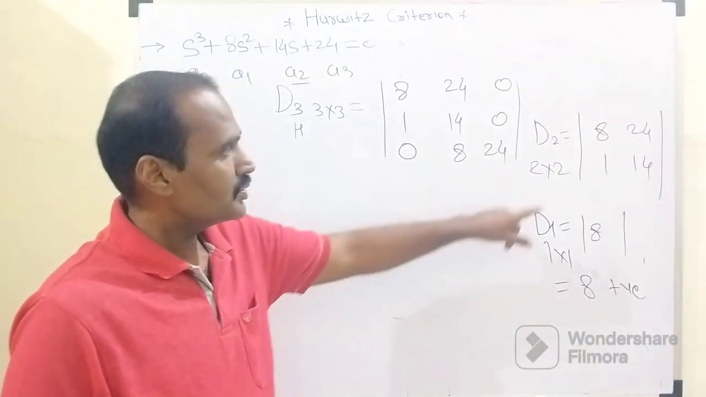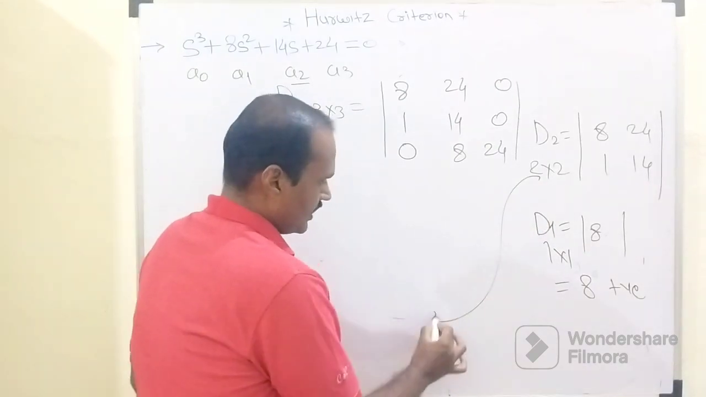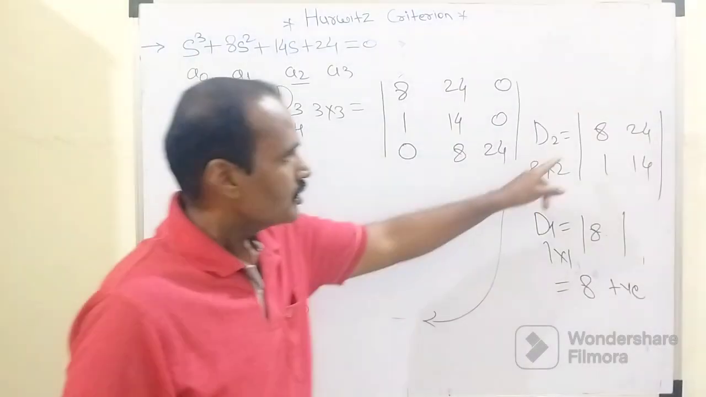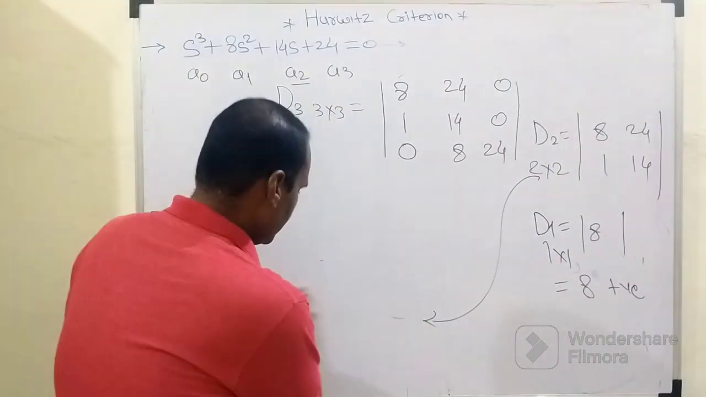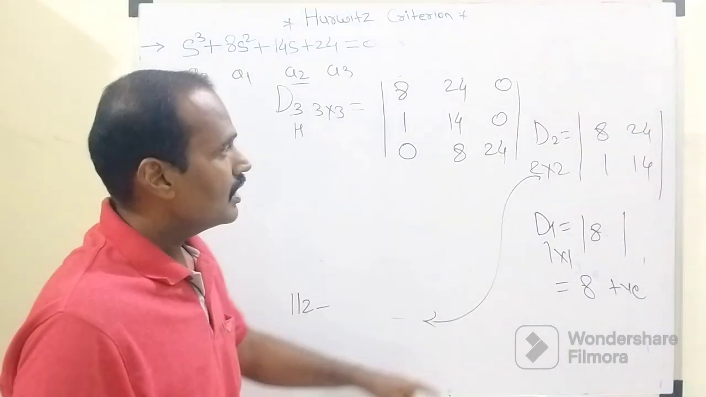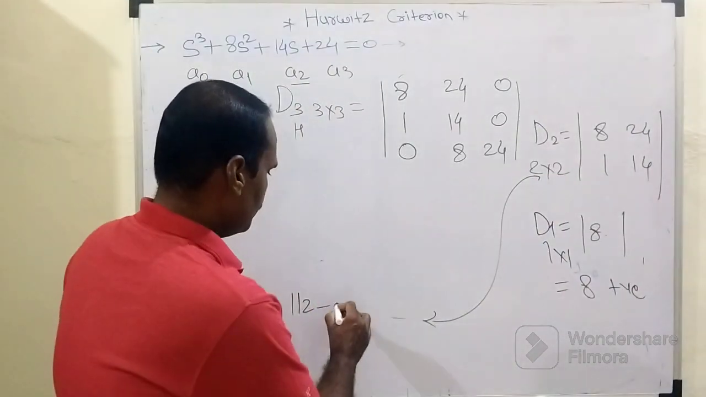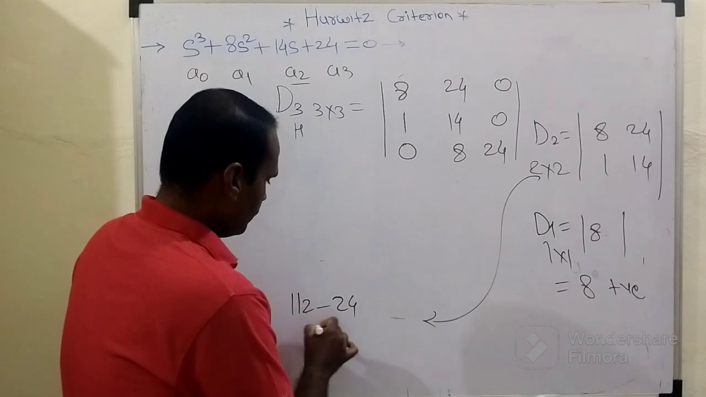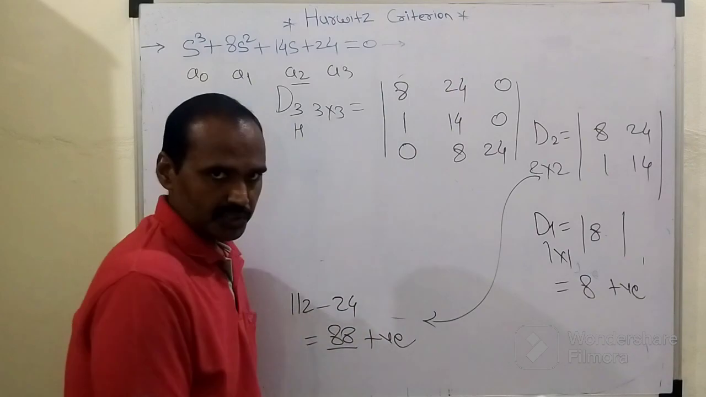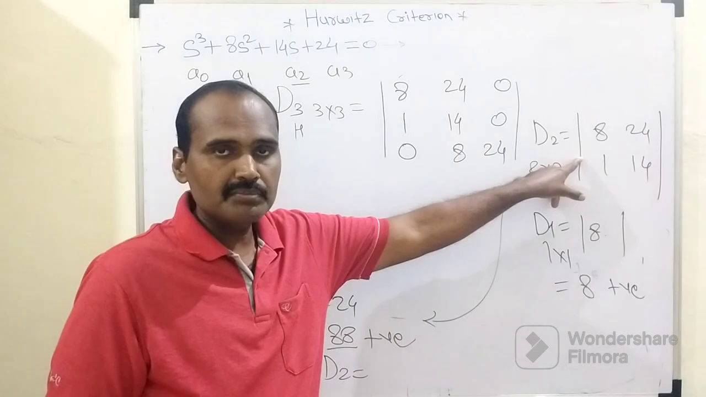Which is positive. Similarly, we need to solve this 2 by 2 determinant. How is it to be solved? The first element is 8, so 14 eights are 112. This is the usual way we solve in mathematics. So 112 minus 24 times 1, which equals 112 minus 24. So obviously 88, which is also positive. So this 88 is the value exhibited by the second subdeterminant D2.